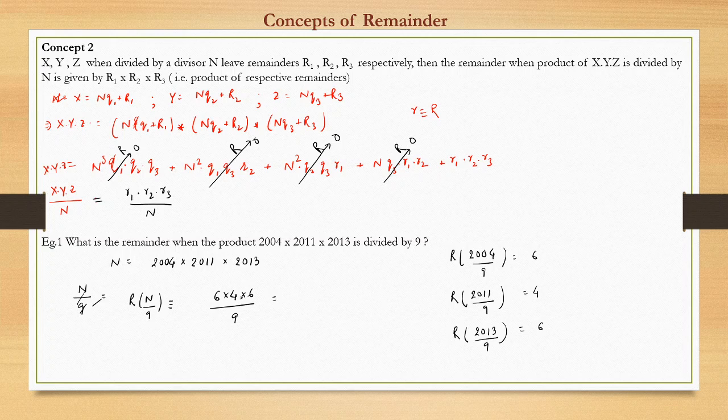So this is nothing but 144 by 9. This exactly divides 144, 16 times. So the remainder would be 0 here. So this was a much easier way to find the remainder. So here the answer becomes 0. The remainder is 0.